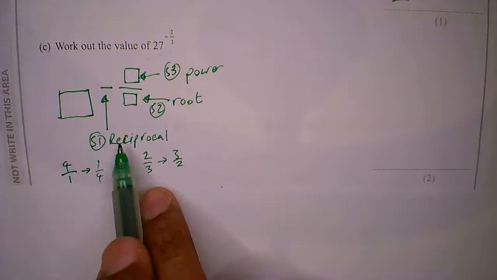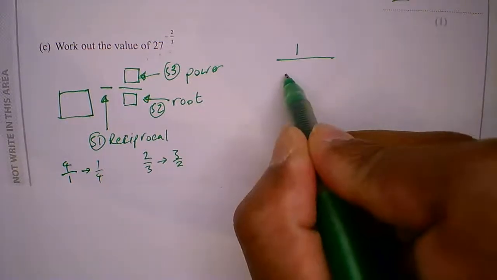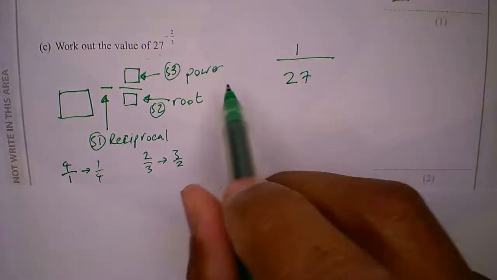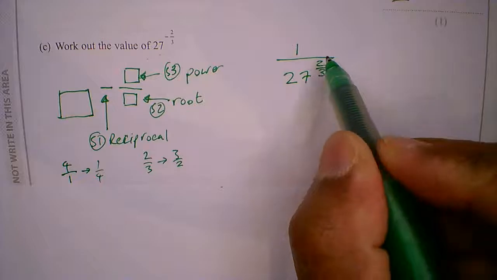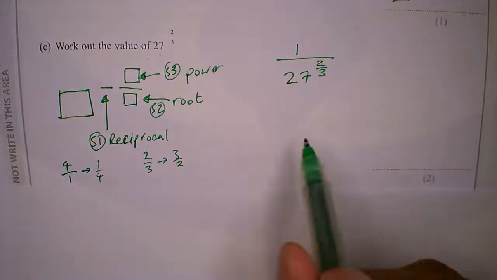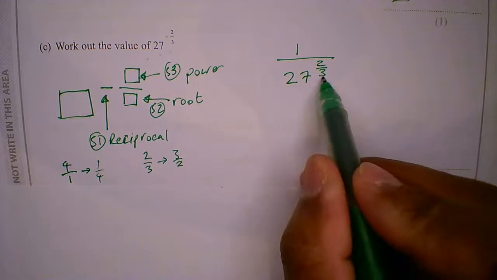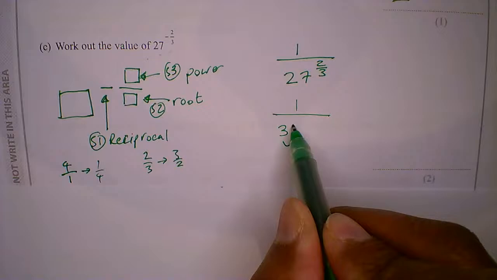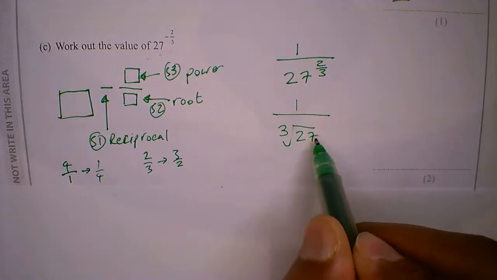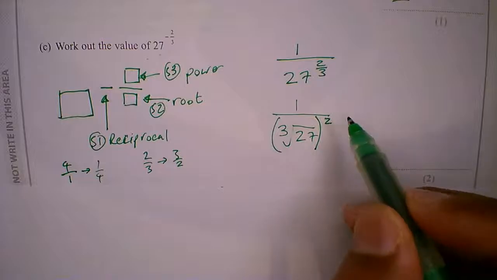So I'm going to do step 1 first, which is reciprocal. So it becomes 1 over 27, and then it's 2 over 3. So I've done my step 1. Now I need to do my step 2, which is root. So I need to do, this is 3, so it's going to be the cube root of 27. And then I'm going to do step 3, which is raised to the power, which is 2.